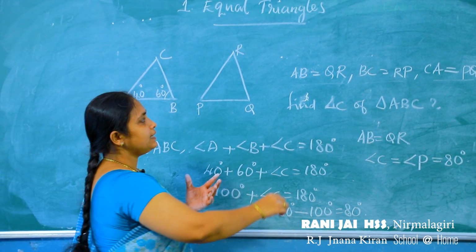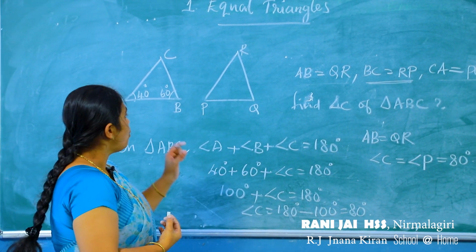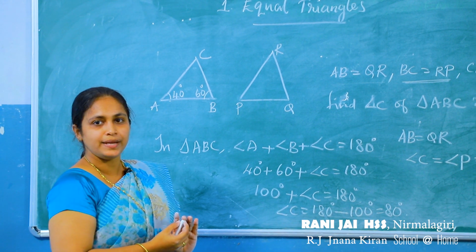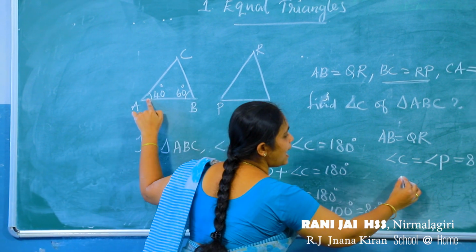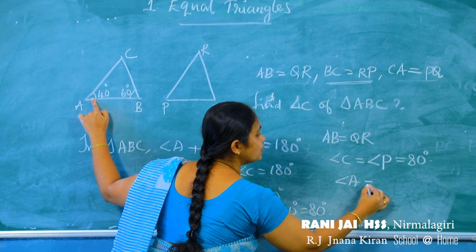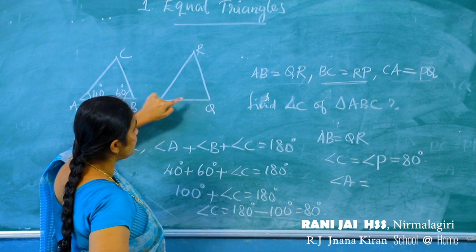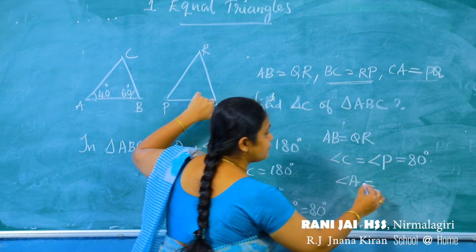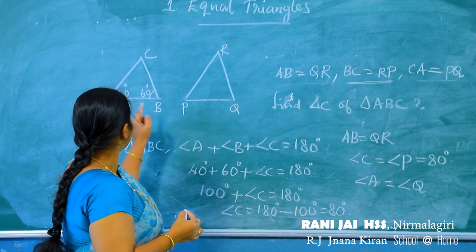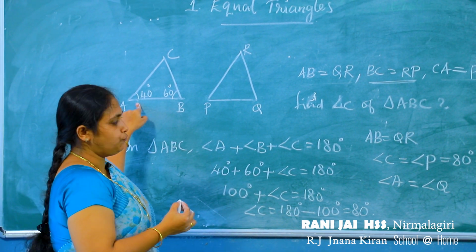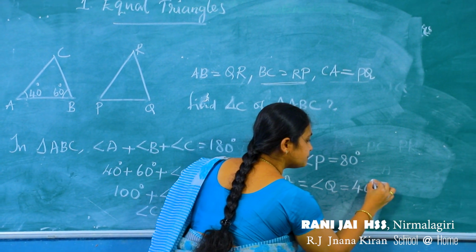Okay. Now consider the second side, BC equal to RP. Then what is opposite angle of BC? Opposite angle of BC is angle A. Angle A equal to, what is opposite angle of RP? Opposite angle of RP is angle Q. Okay. Then we know that angle A is equal to 40 degree. Therefore, angle Q also 40 degree.